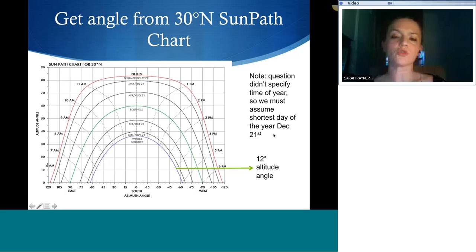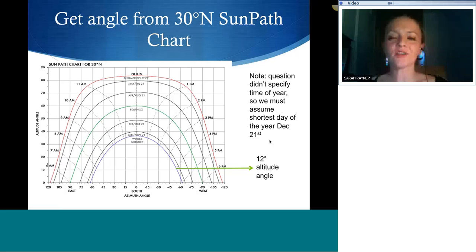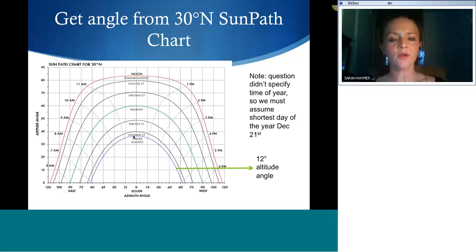Okay, so we've got to use the shortest day of the year. Or maybe we are doing 8 to 4. I'm getting a little stirred up. Okay, so the shortest day of the year is December 21st. The time of day is 8 to 4, but it didn't say which day of the year, so we assume it's the shortest day, December 21st. Worst case scenario, the lowest the sun is going to be in the sky is here, and that is the longest shadow. So we have to be concerned with this. We look at 4 p.m. right here, which is even with 8, and the altitude angle is 12 degrees.